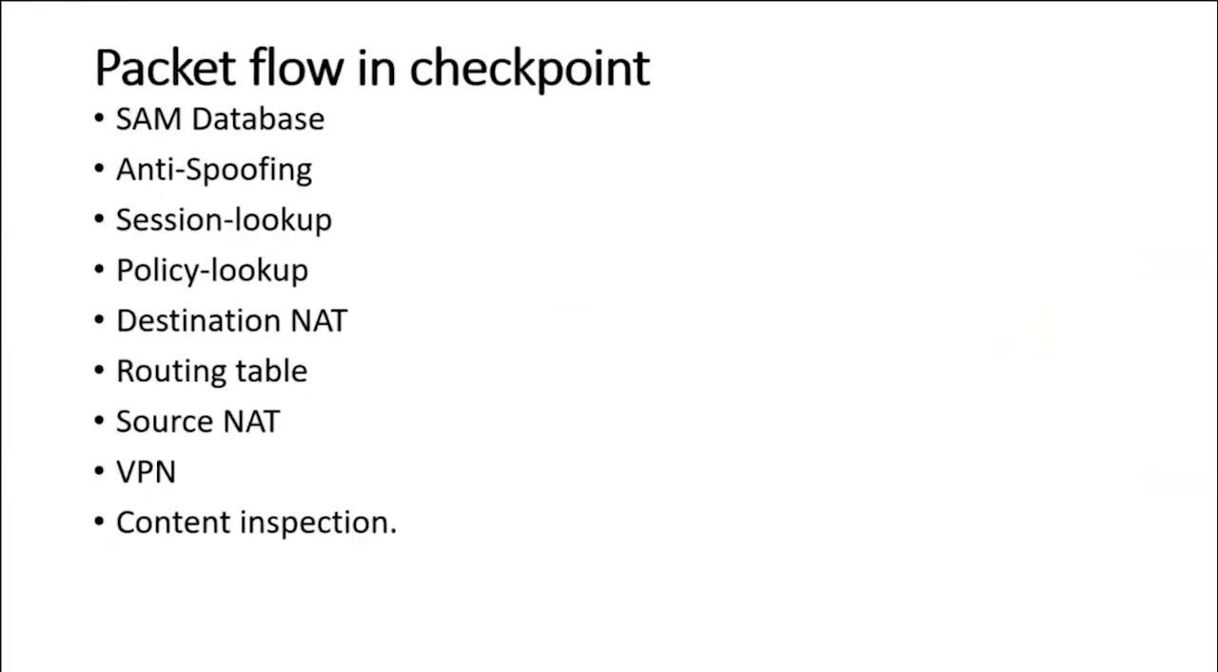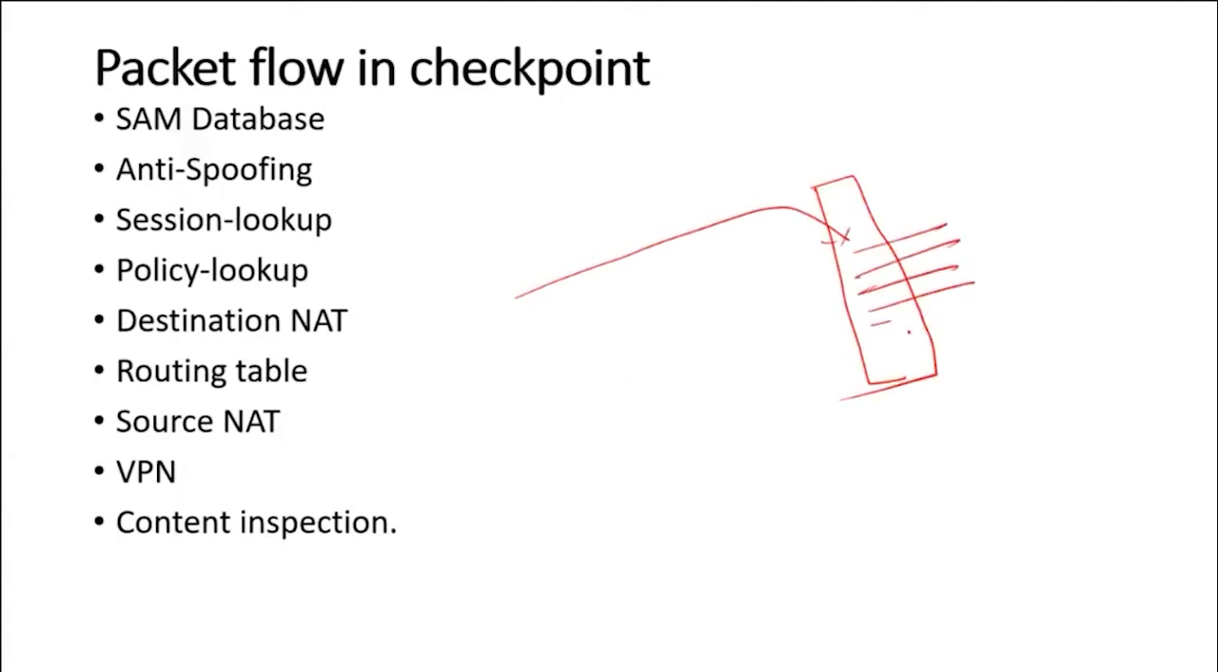So let's go further with a new concept today, that is checkpoint packet flow. Okay, so what is the checkpoint packet flow? Let me tell you here. Suppose we have a firewall. If the traffic is entering into the firewall, what all will it check to allow or deny the traffic, and how does it go further?